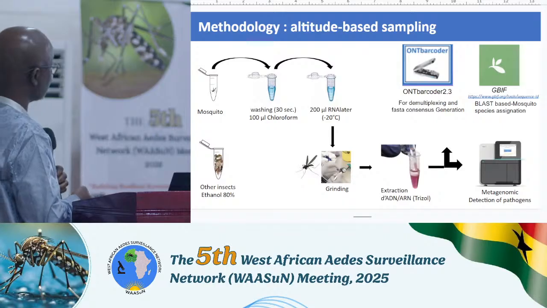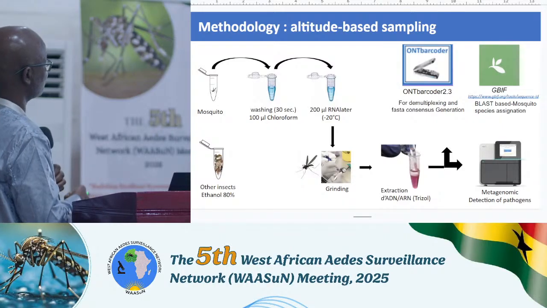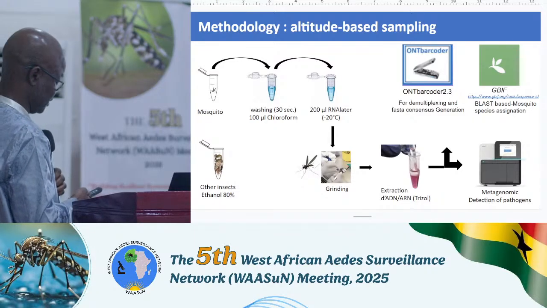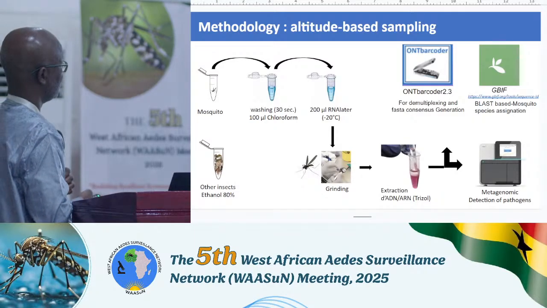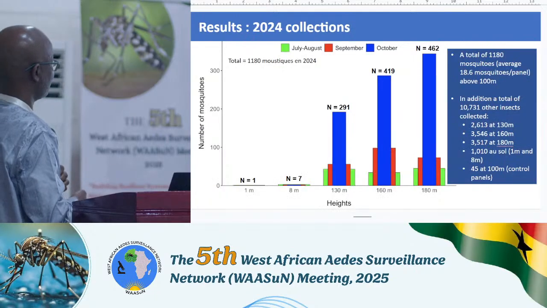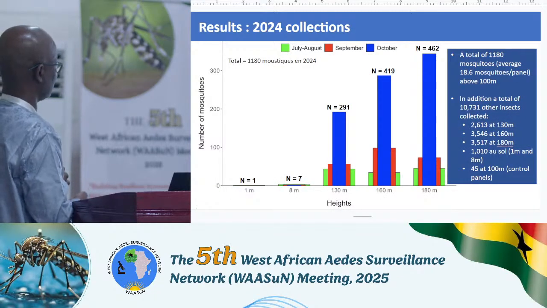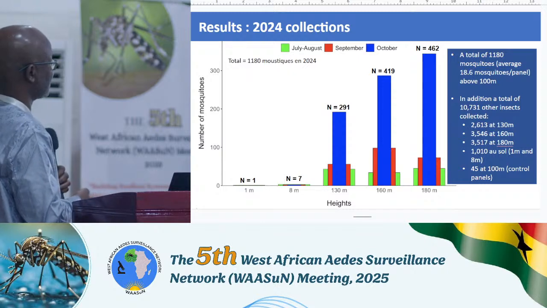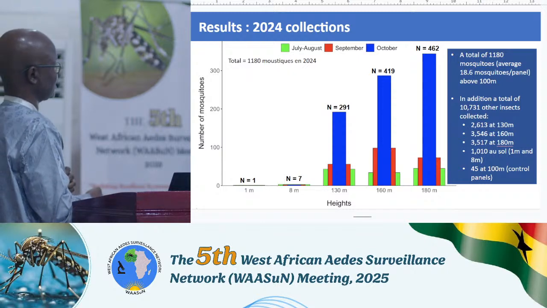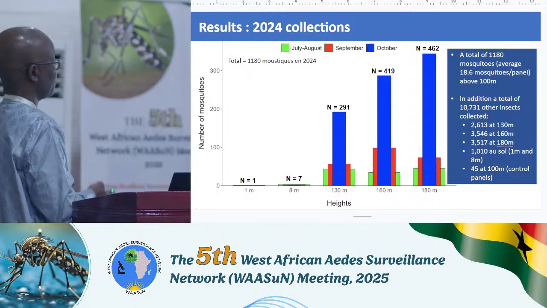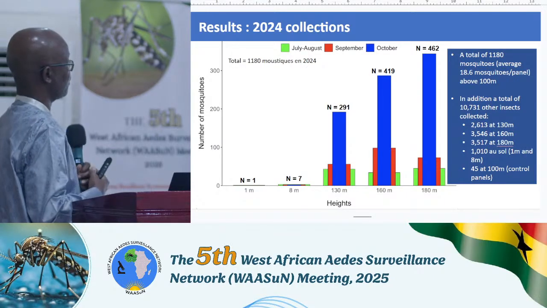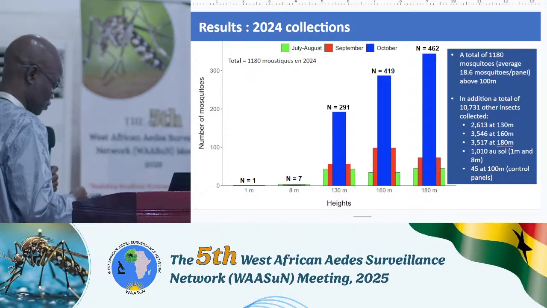And this is just an example of the protocol we used to identify the different mosquitoes, as well as identify the virus that can be transmitted by these mosquitoes. And in terms of results, we found that in the control altitude at 1 meter and 8 meters, very few mosquitoes were collected, and the highest number of mosquitoes were collected at 18 meters, meaning that this is probably a passive circulation of the mosquito due to the altitudes.